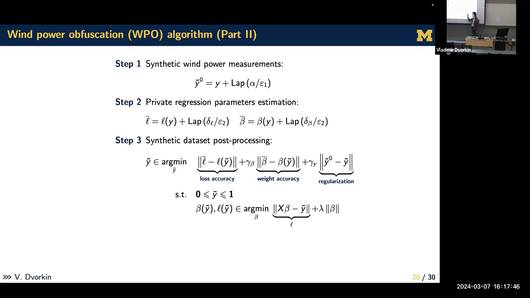And this is hierarchical optimization because in the upper level, we have the synthetic data set as a variable. And in the lower level problem, we have another optimization, which is a regression model, right? That will take the synthetic data set as input and compute the loss and regression weights on it, and then give feedback to the upper level problem that tries to match weights and loss.